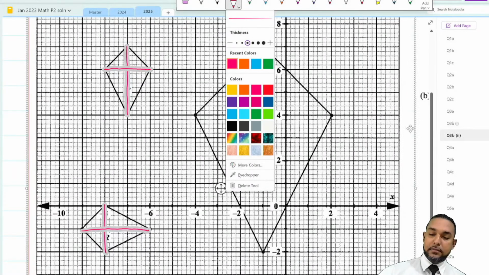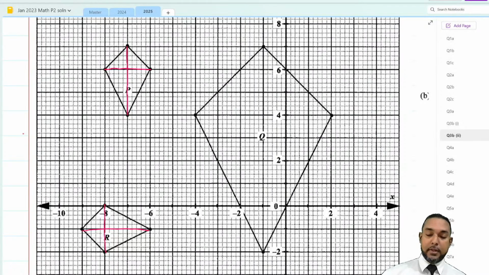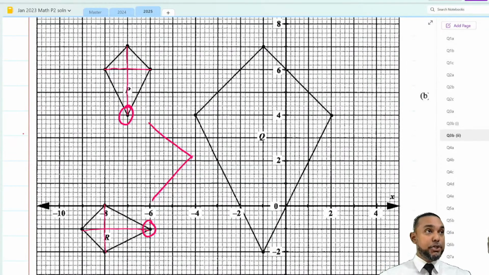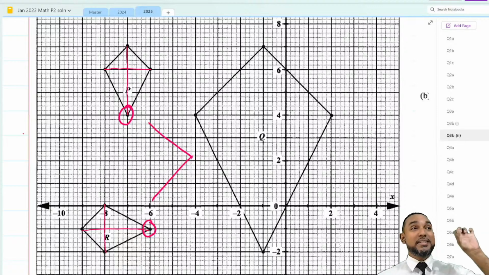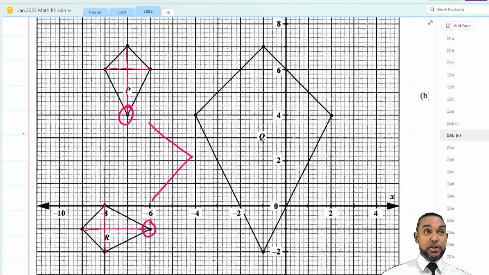A kind of different way to do it is to imagine that this point here and this point here correspond, right? So what we should be able to do is draw two perpendicular lines. Both have to be the same length because each corresponding point is the same distance from the center of rotation, right? So these two points correspond, so they'll be the same distance from the center, right?